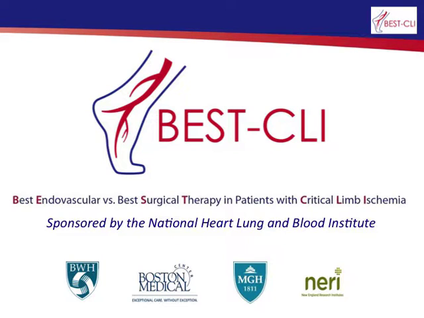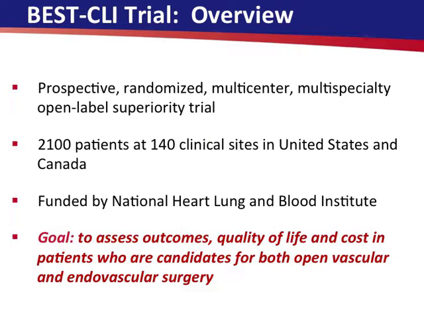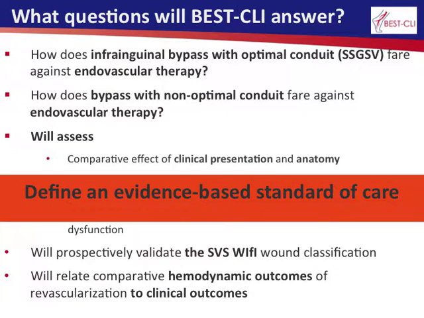And this is why we're running the Best Endovascular versus Best Surgical Therapy in Patients with Critical Limb Ischemia trial, which is a prospective, randomized, multi-center, multi-specialty, open-label superiority trial that aims to enroll 2,100 patients at 140 clinical sites in North America. It is funded by the NHLBI, and its goal is to assess outcomes, quality of life, and cost in patients who are candidates for both open vascular surgery and endovascular surgery.